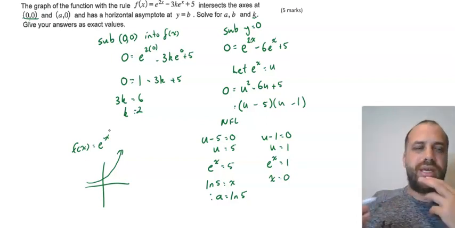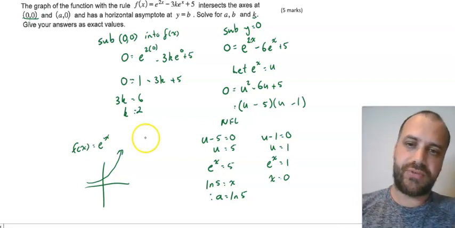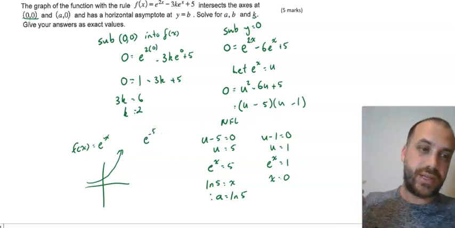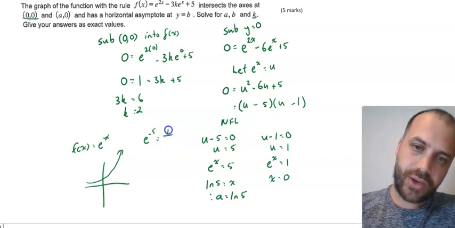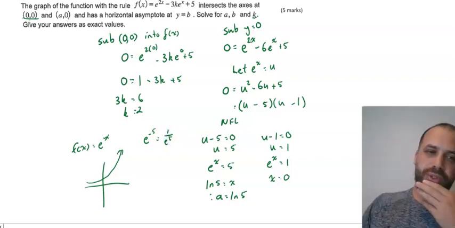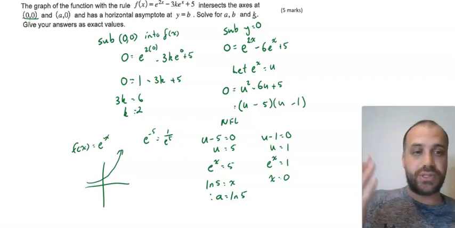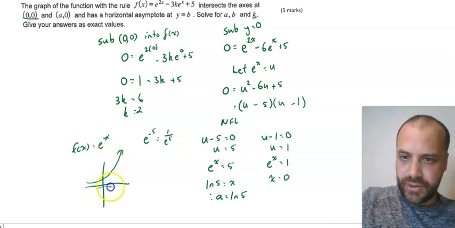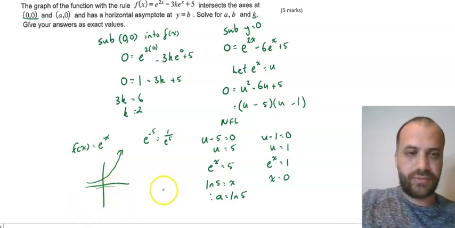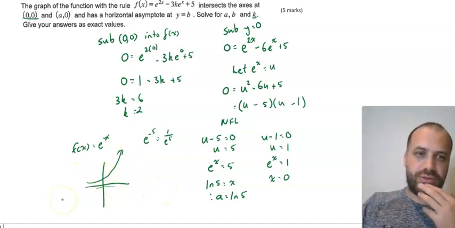If you sub in negative 5, let's write that one down because that one's a bit funny. If you write down e to the negative 5, you're going to get 1 over e to the 5, which is just a very small number. e to the 5 is a big number, 1 over a big number is a small number. My point here is that e to the x can never be negative, right? And you know that e to the x has an asymptote at 0.